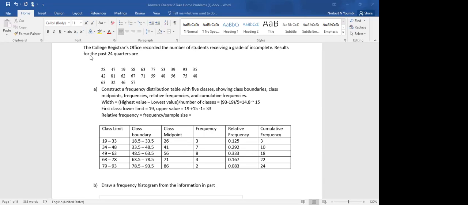So what Excel is going to do is to count the number of values that are less than 33.5 and then greater than 33.5 but less than 48.5 and so on. So we will go to data, then data analysis.